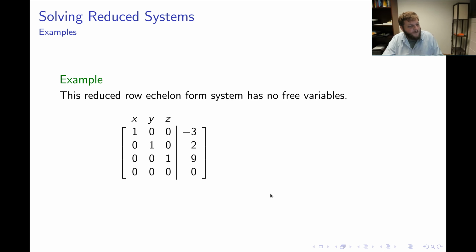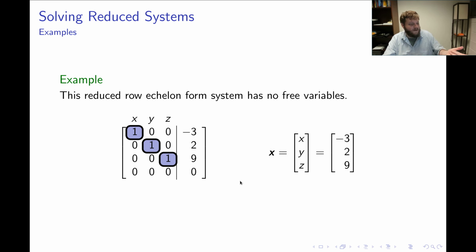Here's another example. This is a reduced row echelon form system. Is it consistent? Well, yes, because I have 3 pivots, but they're all in the coefficient matrix. So according to Rouche-Capelli, I'll have one solution or infinitely many, depending upon the number of free variables. But I notice here that every variable corresponds to a pivot column. That means every variable is a dependent variable, and there are no free variables. So Rouche-Capelli promises that there's only one solution to this system.